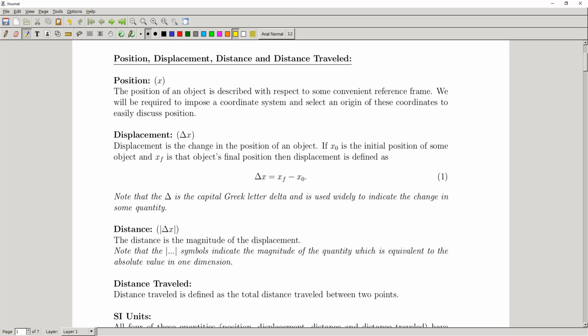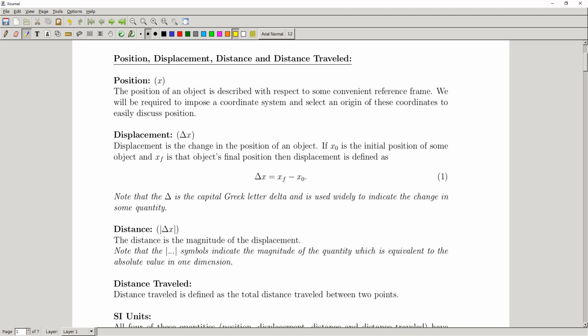So first of all, let's start off with position, displacement, distance, and distance traveled. We probably all have a pretty good intuitive understanding of what these things might be, but it's better to have a more rigorous definition to work with here. For position, the position of an object is described with respect to some convenient reference frame. So we're going to be required to impose some sort of coordinate system on whatever problem we're looking at. We're going to need some sort of origin of coordinates.